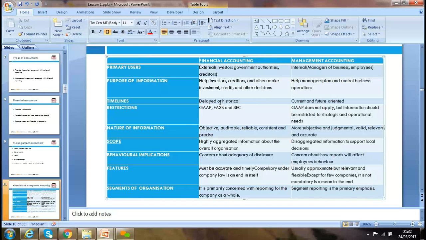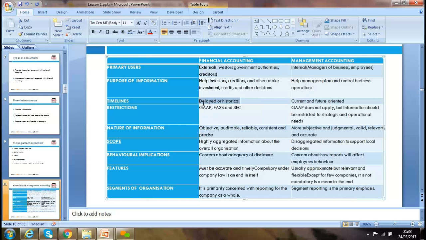Timeline. Financial accounting is historical. Historical means when I bought a building, I record it at that cost, which is called historical cost, and year by year it carries on. So management accounting is current and future oriented. Financial accounting is GAAP.